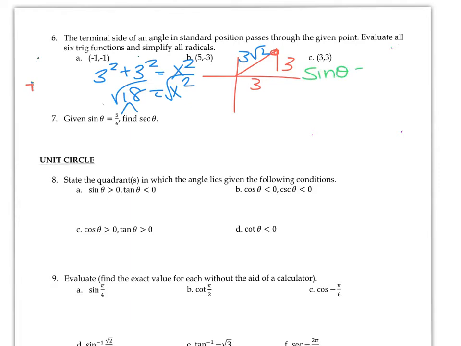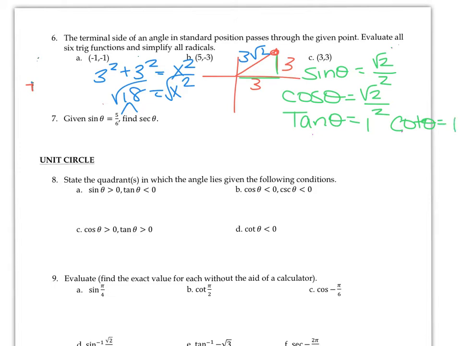So sine of theta is opposite 3 over hypotenuse, 3 square root of 2. So 3 over 3 is just 1, so it's just 1 over square root of 2, so that's going to be square root of 2 over 2. Cosine of theta is the same thing because both these legs are the same, so it's going to end up being square root of 2 over 2 again. Tangent of theta, opposite over adjacent, 3 over 3, which is 1. So cotangent is the reciprocal, which is 1.